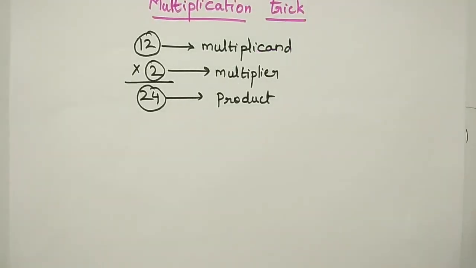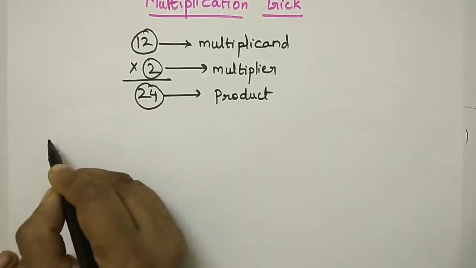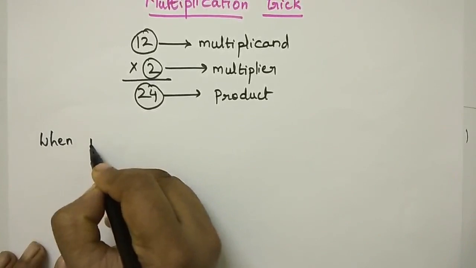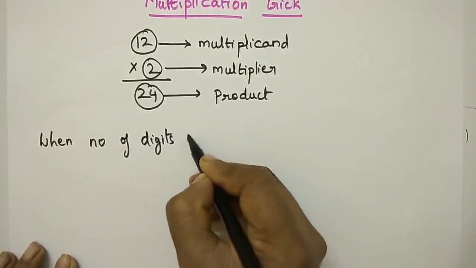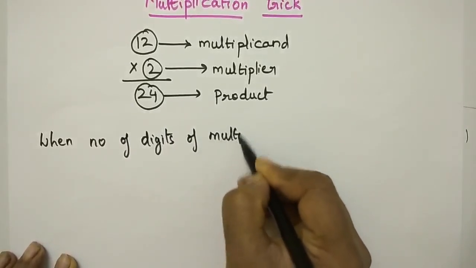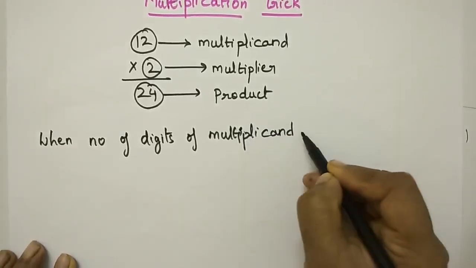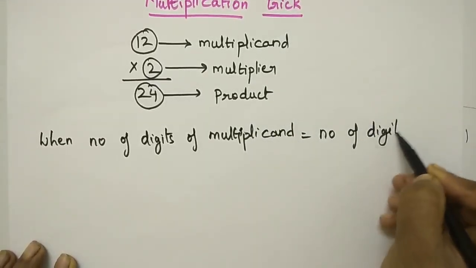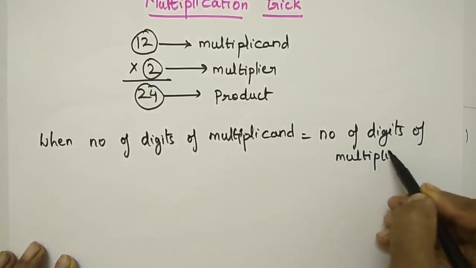Okay? First, let us study when the number of digits of the multiplicand is equal to the number of digits of the multiplier. Okay, let us study this pattern first.